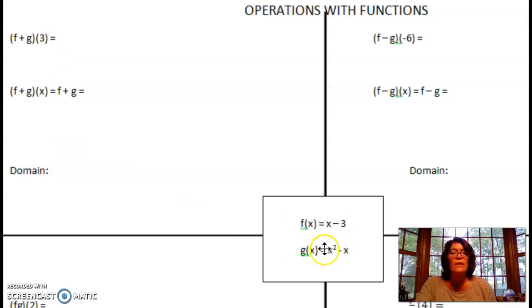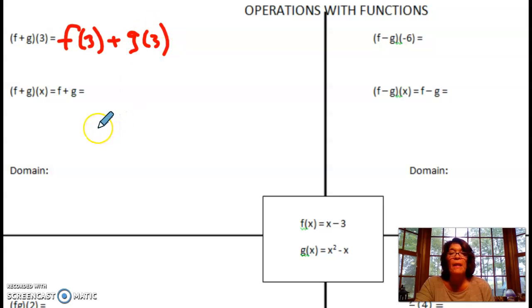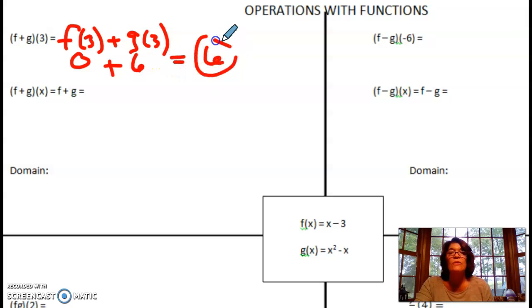Okay, so here are our functions. f of x is a linear function, x minus 3. g of x is a quadratic, x squared minus x. If I ask you to find f plus g of 3, it's not too tough, guys. We just simply take f of 3, figure out what that is, and add g of 3 to it. Okay, so f of 3, of course, would be 0. g of 3, 3 squared is 9, minus 3 is 6. So the answer to f plus g of 3 would be 6.